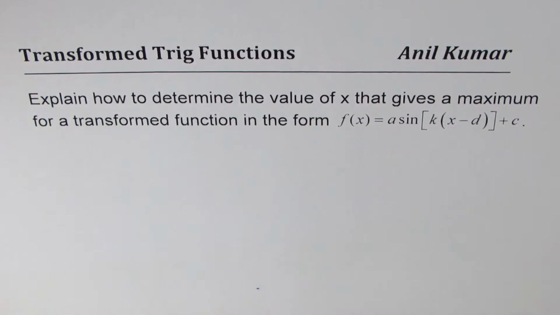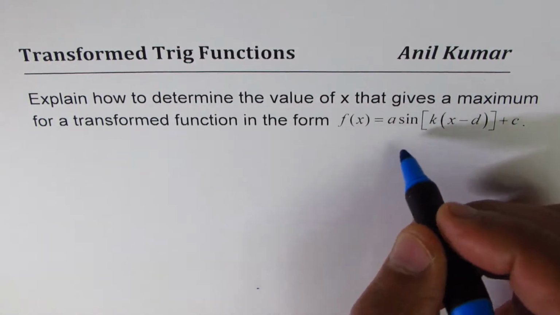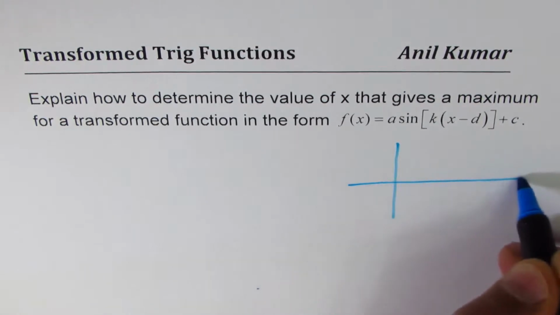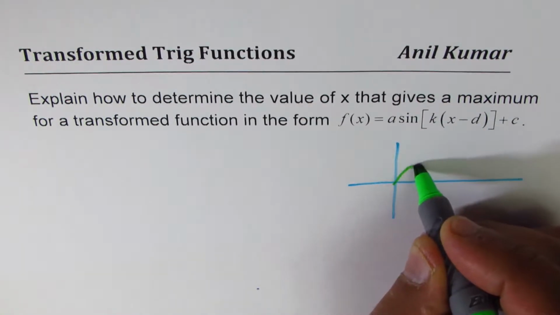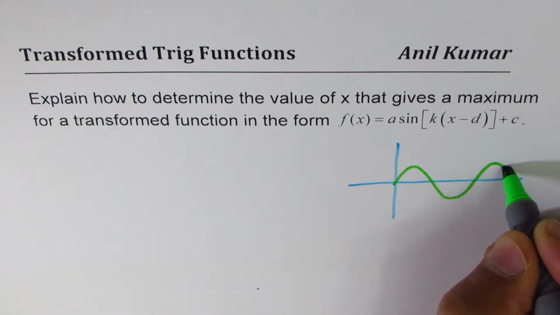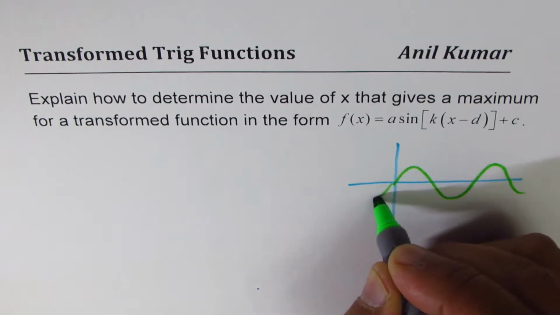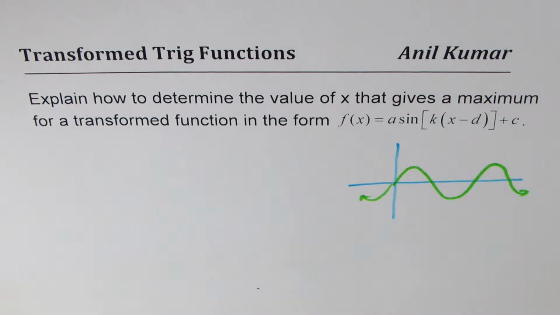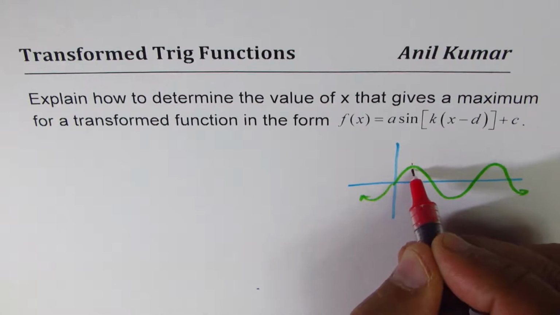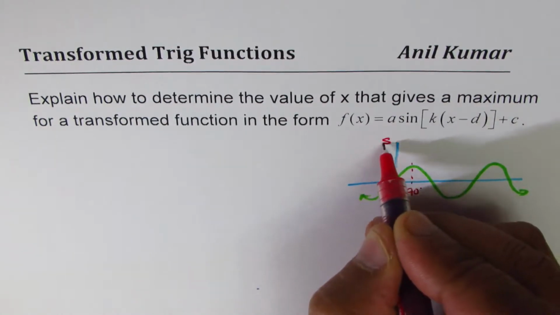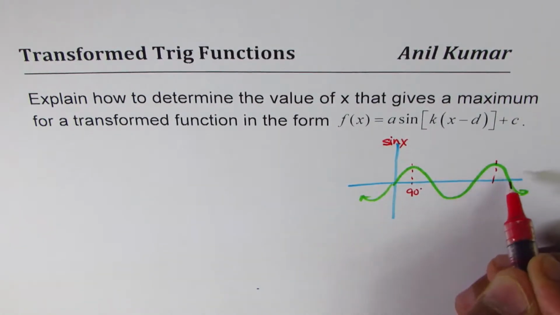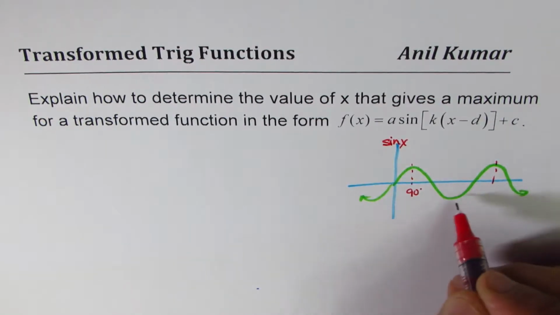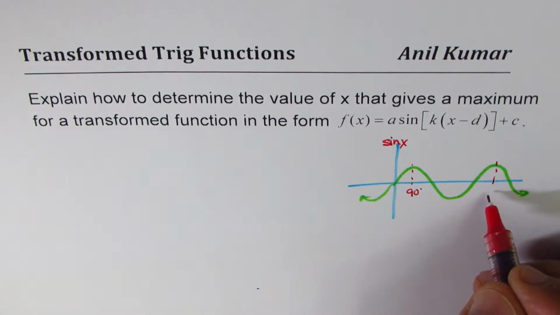What we can do is begin by sketching the graph of the sine function first, and then we'll explain. So I'll just sketch a graph of the sine function here, one wave, and we could extend both sides. The sine function will have a maximum at 90 degrees. This is for sine x, not a transformed function. This is the parent function. Then again it will be repeated. The time period is 2 pi or 360 degrees, correct?